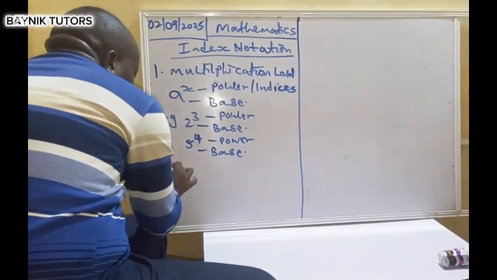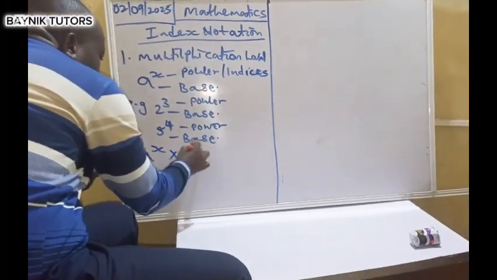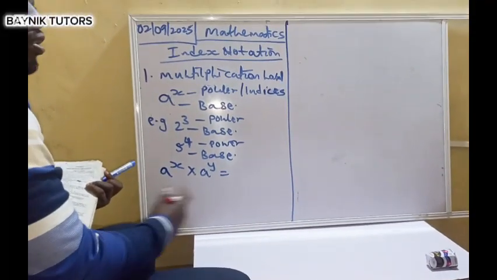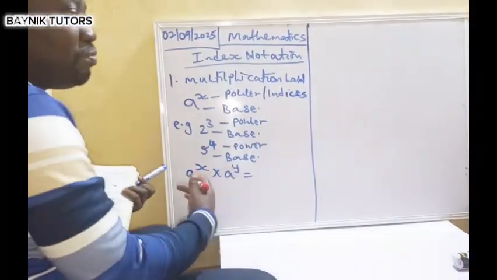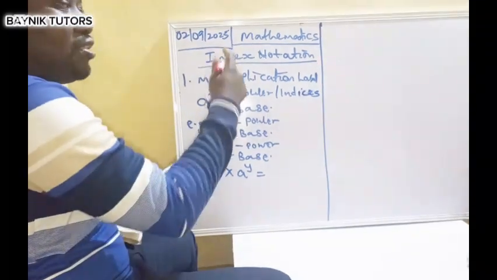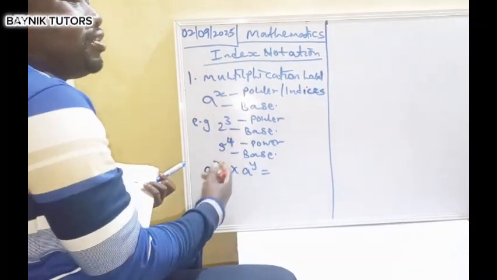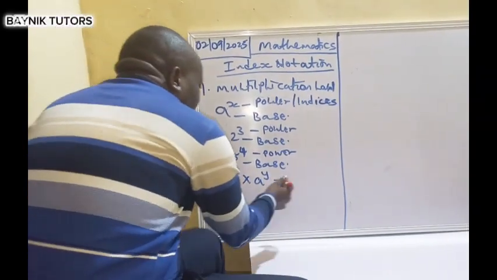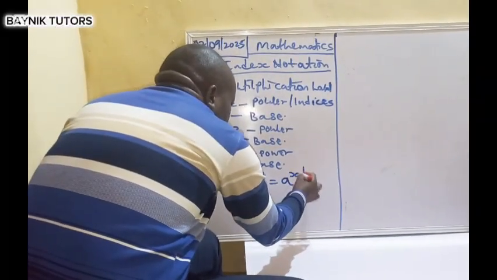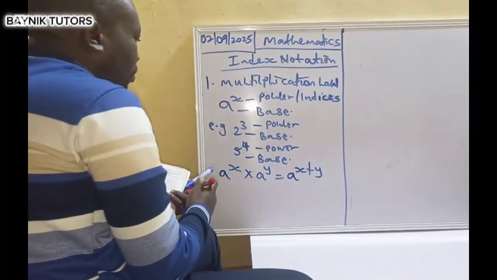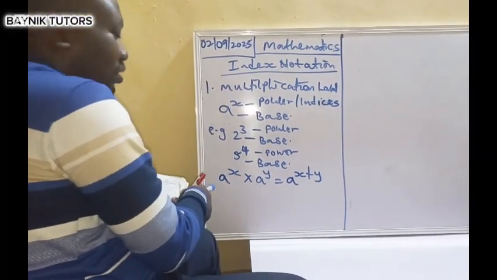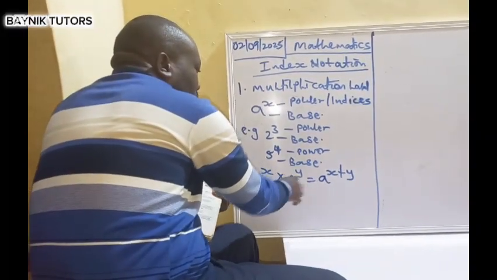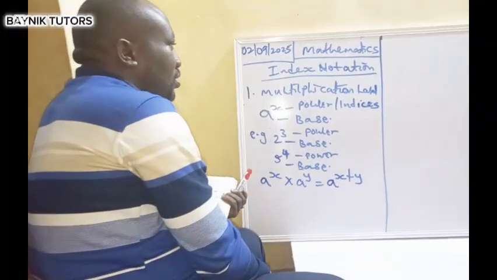The law says that if the bases are the same, you have a raised to power x multiplied by a raised to power y. Since the bases are the same, you pick the common base, then you add the powers if you are multiplying the indices. So the result will be a raised to power x plus y. That's what the multiplication law says. It means that the common base, which is a, you pick it once, and you add the powers.